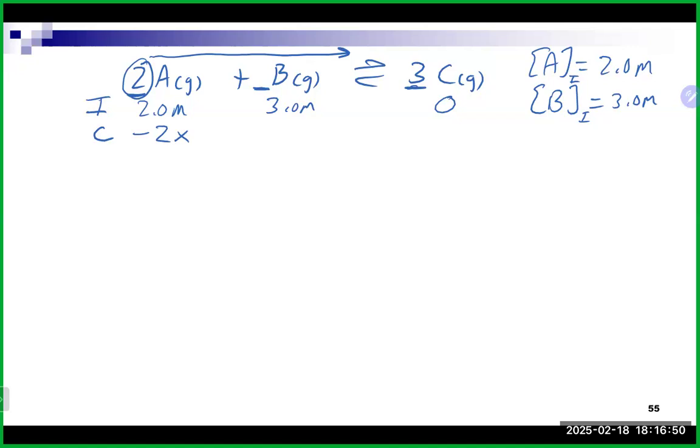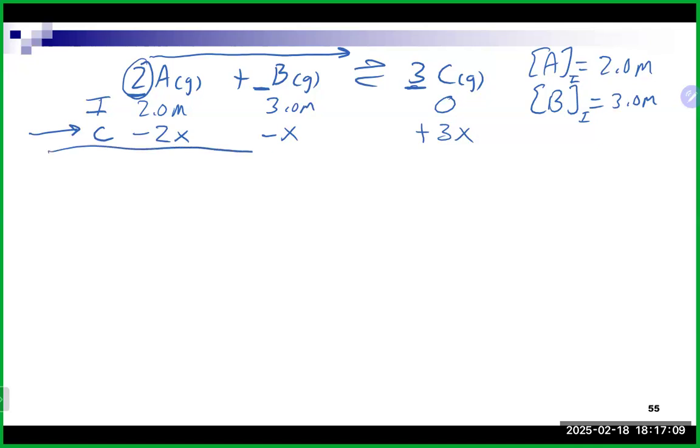Make sure that you use that. Obviously, no coefficient there, so it's 1. So you could just go minus x in this case. Here we have 3, and that's our product. So that's going to be plus 3x in this particular case. That is the change part. That is really the most important part of it.